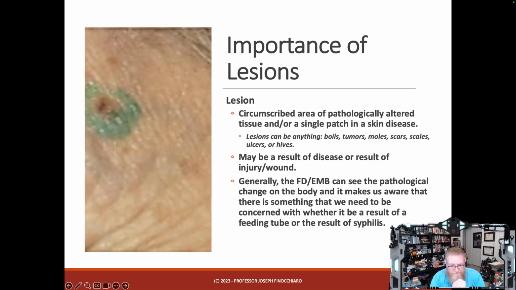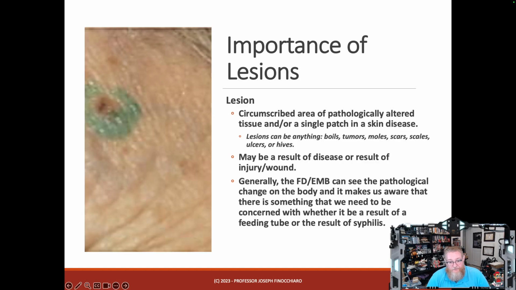Importance of lesions. What is a lesion? A lesion is a circumscribed area of pathologically altered tissue and/or a single patch in a skin disease. Lesions can be anything: boils, tumors, moles, scars, scales, ulcers, or hives. May be the result of disease or a result of injuries or wounds.